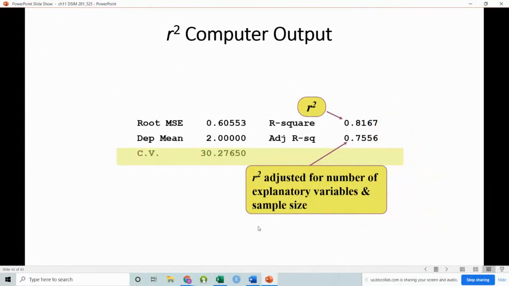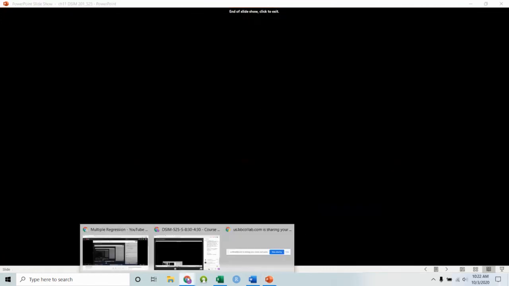So the output here is a little different than what we get in Excel, but here's our r squared value. Like I said, the adjusted r squared is going to account for the number of explanatory variables and sample size. So basically, the only time we can use just flat r squared is if we only have one x variable. That's the end.